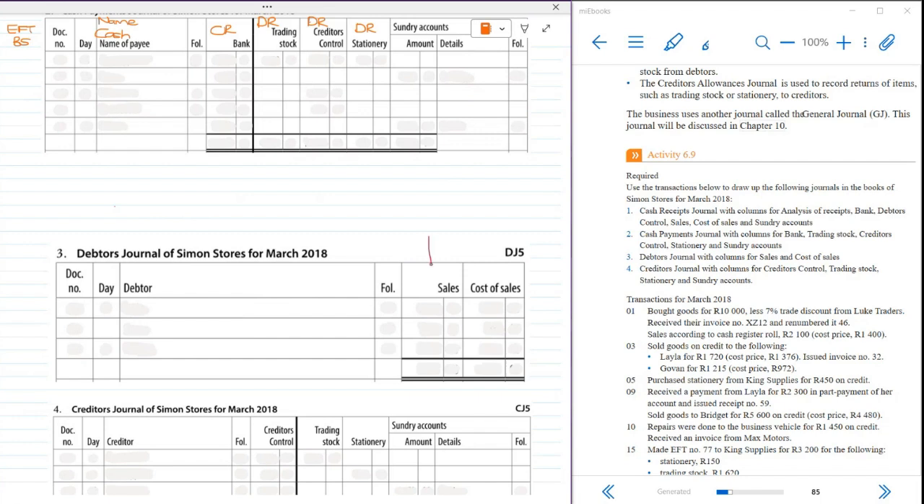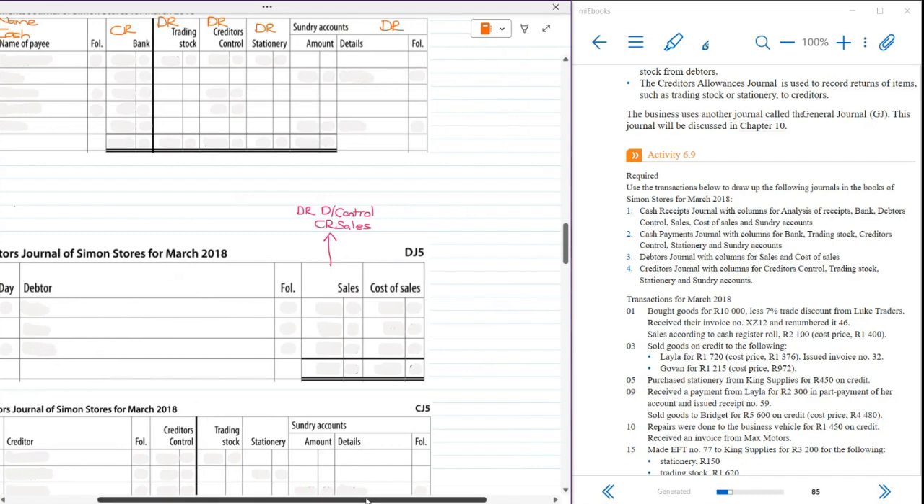So sales will have its own rule. Sales is an income, so we need to credit the income, sales, and we need to debit now. This money was not received yet, so we can't debit bank as we did in the CRJ. So we will debit our debtors control to show they still owe us the money and we will receive this in future.